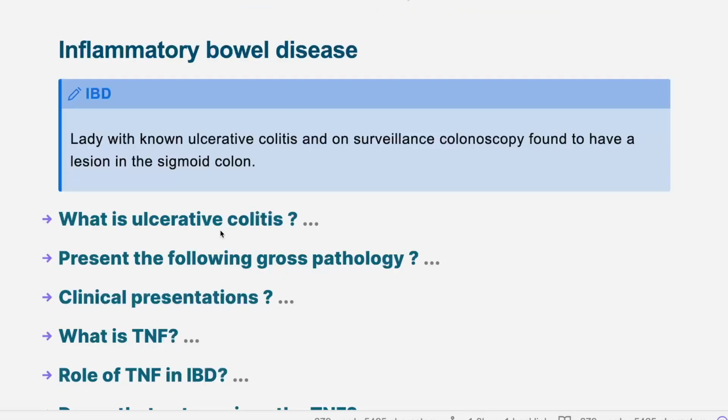We have a lady who is known to have ulcerative colitis and is on surveillance colonoscopy, and is found to have a sigmoid colon lesion. What is ulcerative colitis? It's an inflammatory bowel disease characterized by inflammation of the colon, typically starting from the anal canal and working its way up the colon but never happening outside the colon, and it is also characterized by the formation of ulcers.